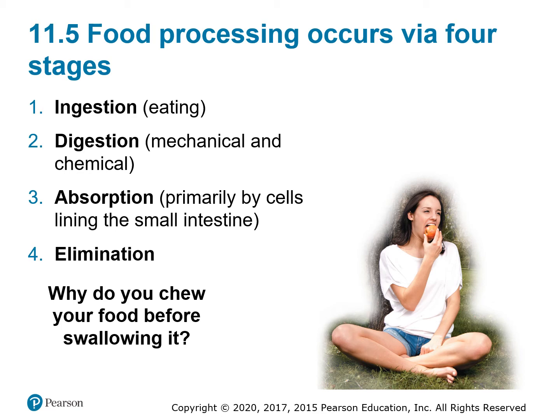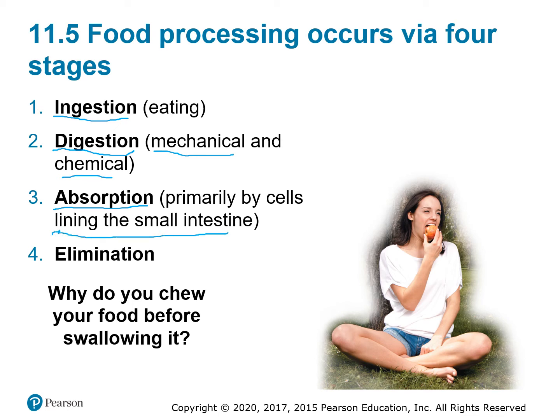Now, when it comes to digestion, food processing occurs via 4 stages. The first is ingestion. Okay, that's actually eating. You ingest food, right? The second is digestion, and digestion is both the mechanical and the chemical breakdown of the food that you're eating. And then the next part is the absorption of nutrients. So that's primarily by cells lining the small intestine.